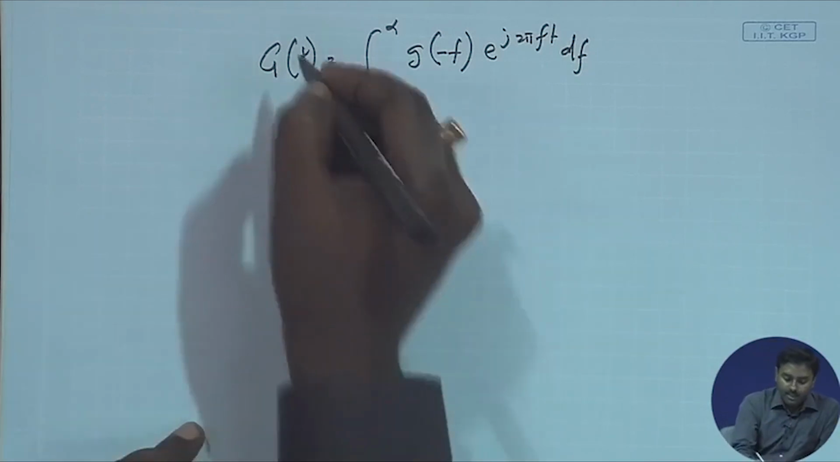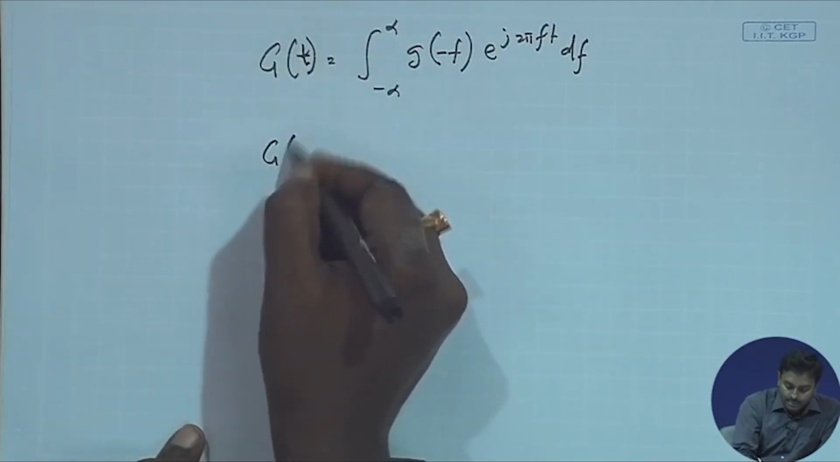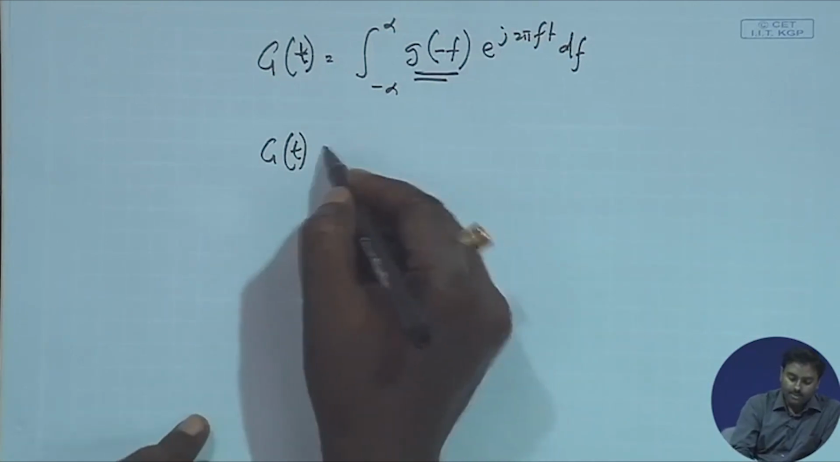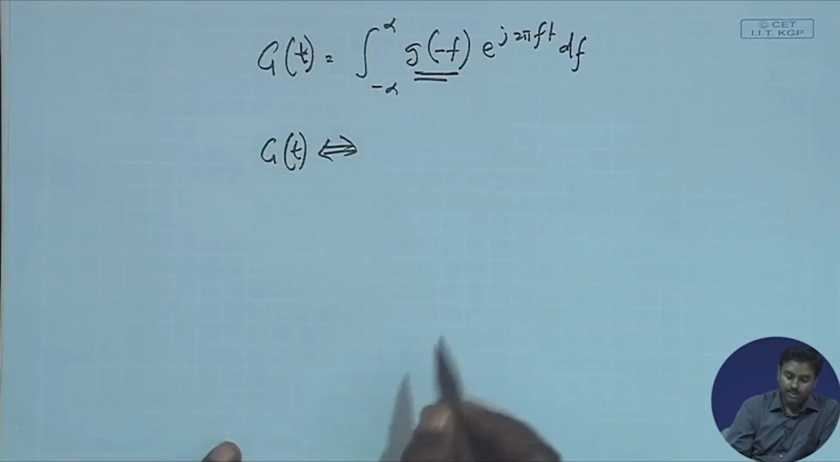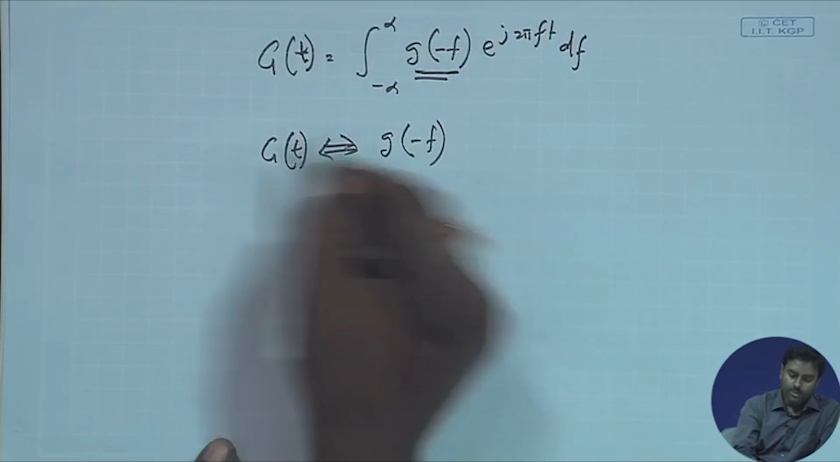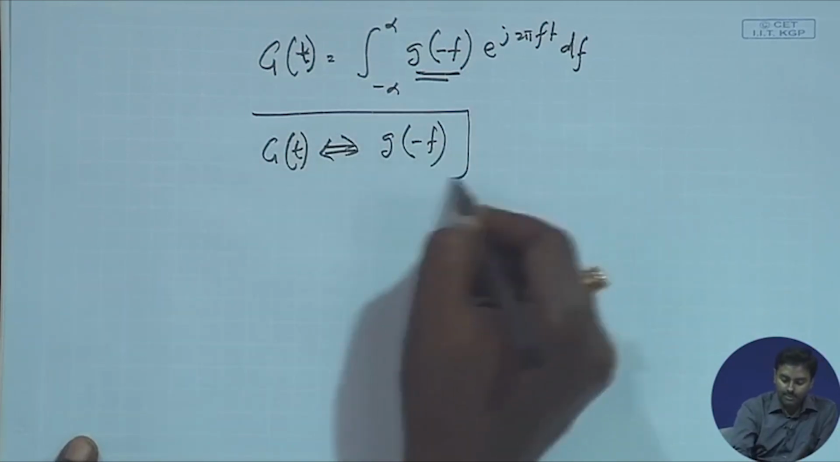So, what is happening? Now, I can see this g t and g minus f are Fourier transform to each other. So, g minus f, if I take the inverse Fourier transform, I get g t. So, that becomes a Fourier pair.